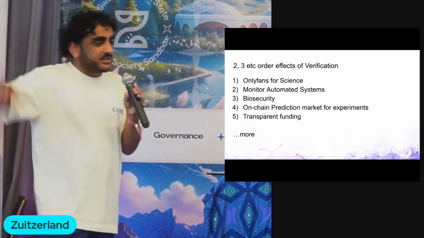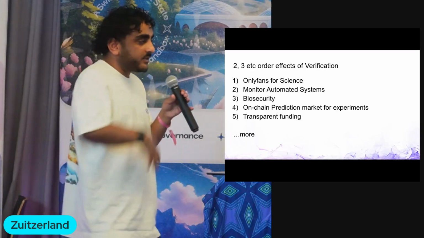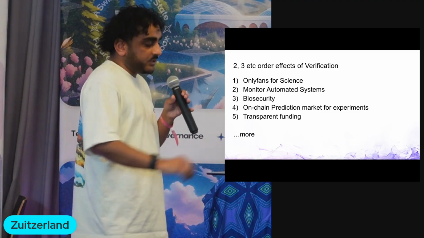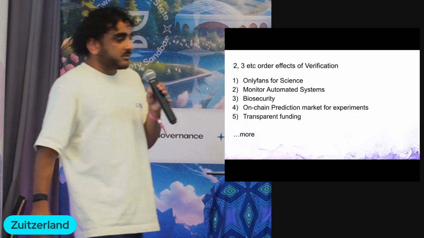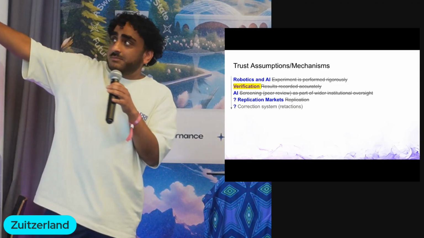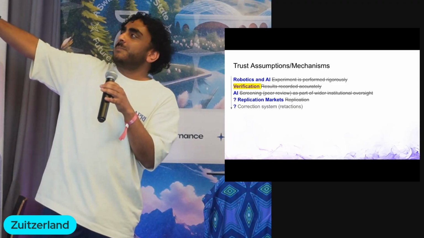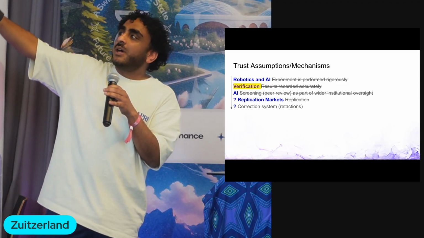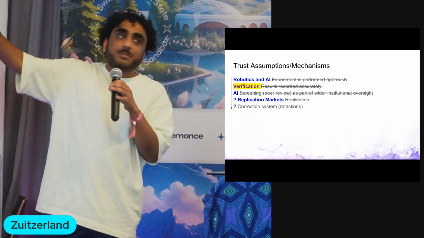So yeah, this is just the kind of second and third order effects of once you build one of these trust mechanisms. And then coming back to the beginning, when we talked about the different trust mechanisms, I'm not sure why I crossed them out actually, because they shouldn't be crossed out. All the different trust mechanisms we can replace with different things.